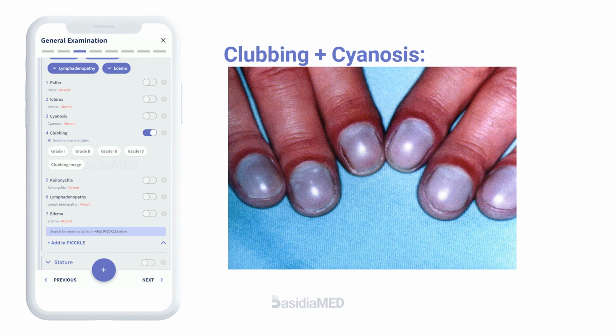Clubbing and cyanosis may occur together in congenital heart diseases and pulmonary diseases. Clubbing and lymph node enlargement together may occur in gastrointestinal, pulmonary, and other malignancies, tuberculosis and sarcoidosis.